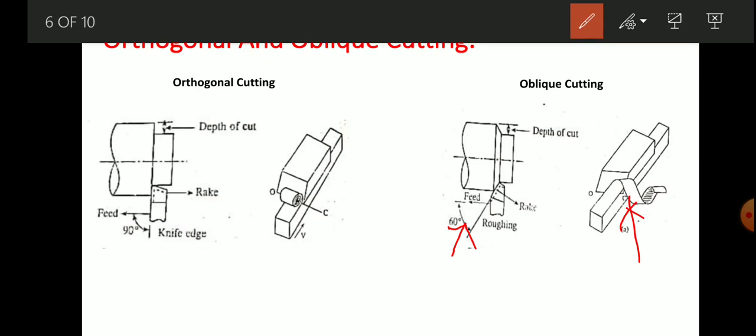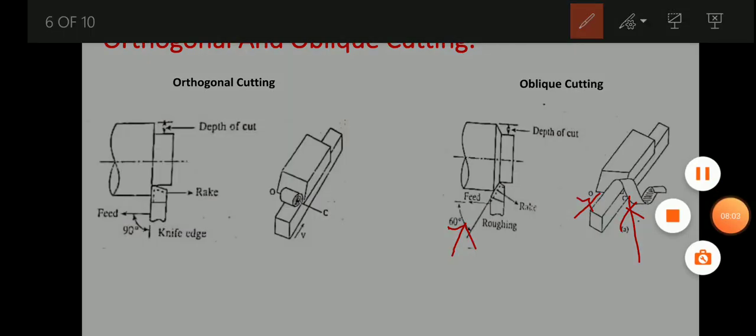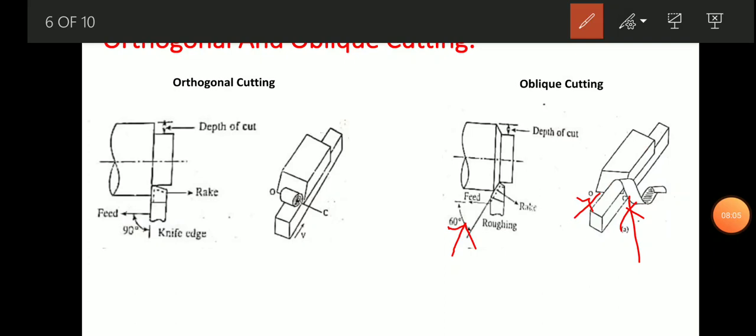The cutting edge of the tool OC is inclined at an angle, and the chip flows sideways in a curl shape. The heat developed per unit area due to friction between the tool and workpiece is low. In this cutting process, non-metal can be removed.